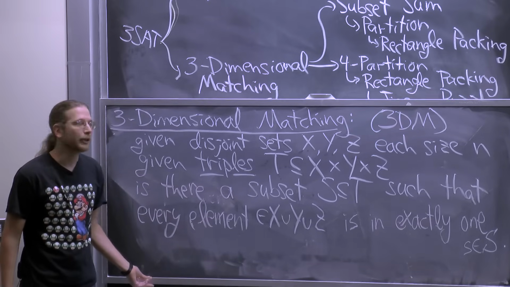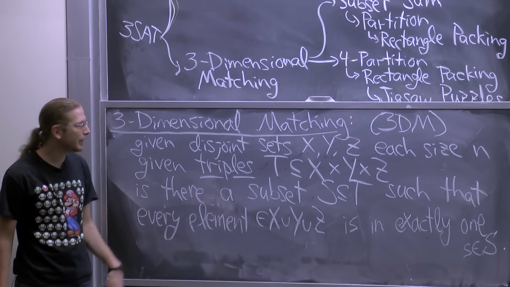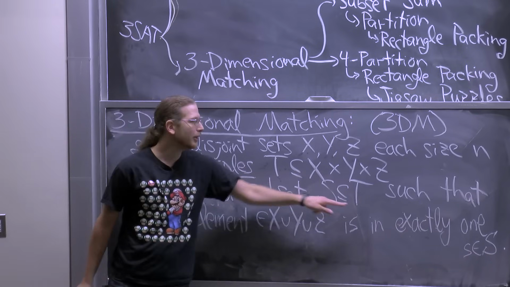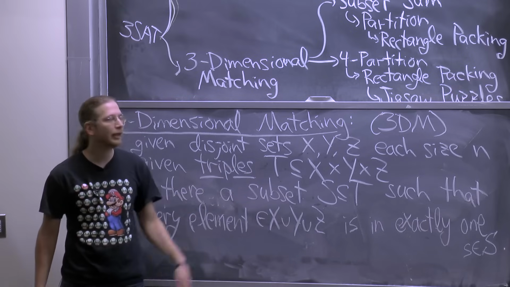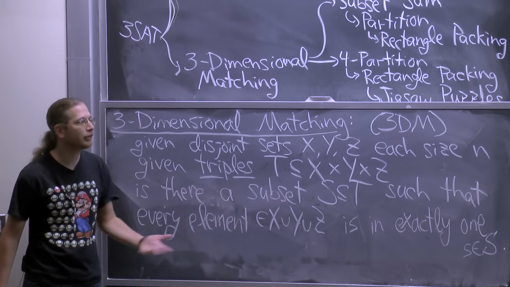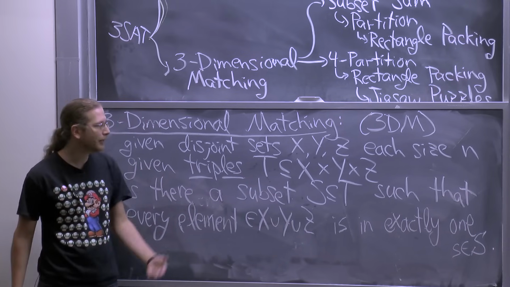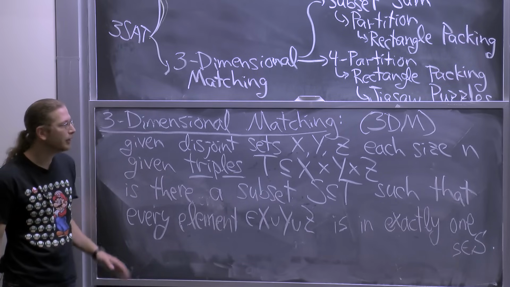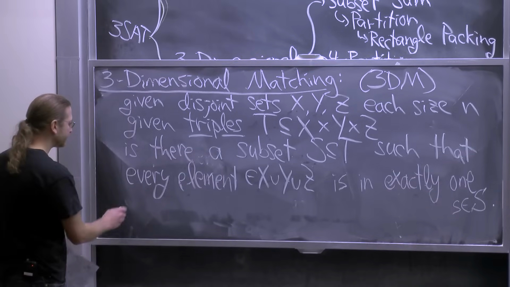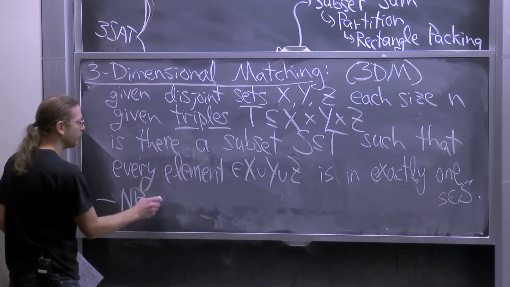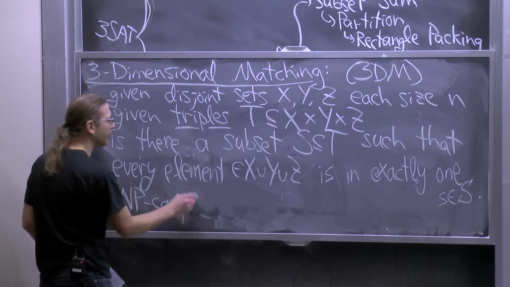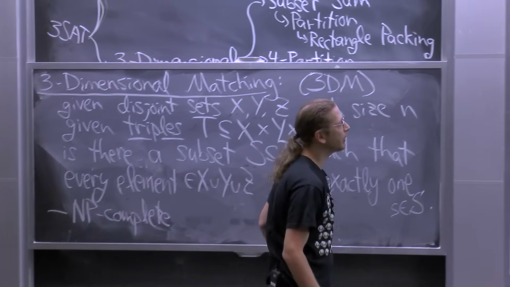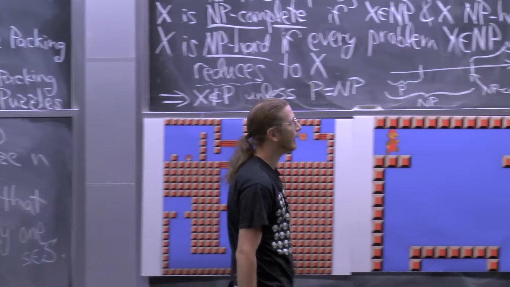This problem is NP-complete. Why is it in NP? Because I can basically guess which elements of T are in S. There's only at most n cubed of them. So for each one, I just guess yes or no, is that element of T in S? And then I check whether this coverage constraint holds. So it's very easy to prove this is in NP. The challenge is to prove that it's NP-hard. And we're going to do that, again, by reducing from 3-SAT.